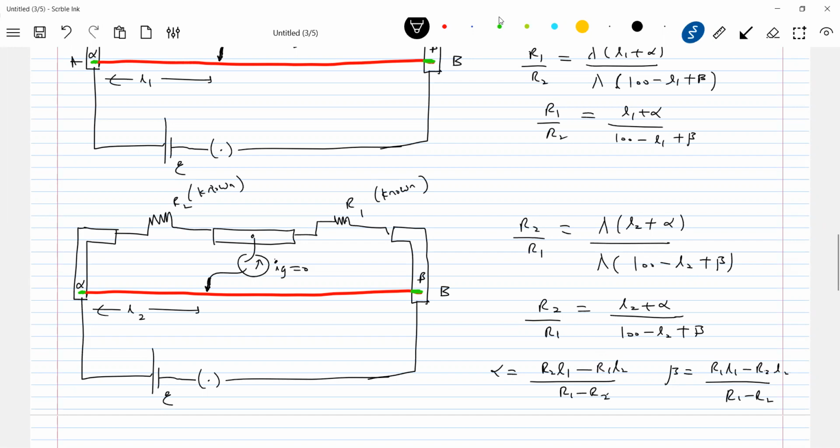These are end corrections. So what are alpha and beta? They are not resistances. They are the lengths of the segments which are used to make the connection. So do remember, in exams I think you can't derive this, so it is better to remember this formula.